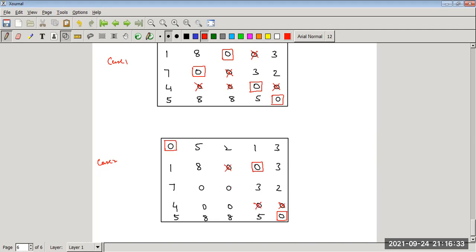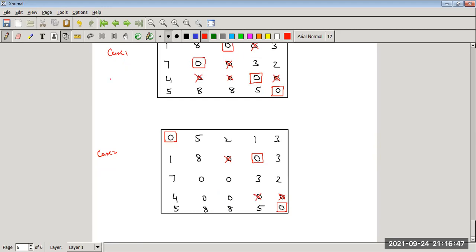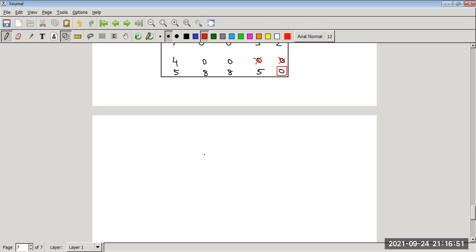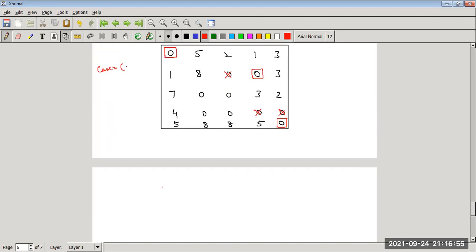Now come to the third row. There are 2 zeros in the third row and 2 zeros in the fourth. So now case number 2 also gets another sub-case. So now what we have, case number 2, I can write this as case number 2.1. Now case 2.2.